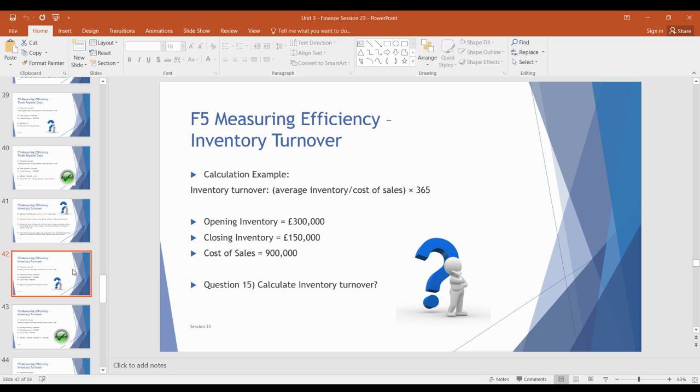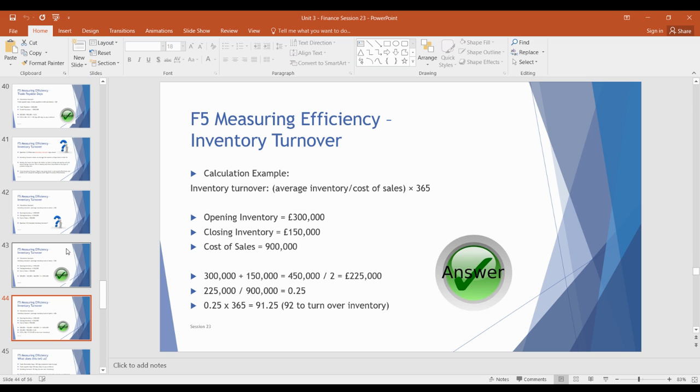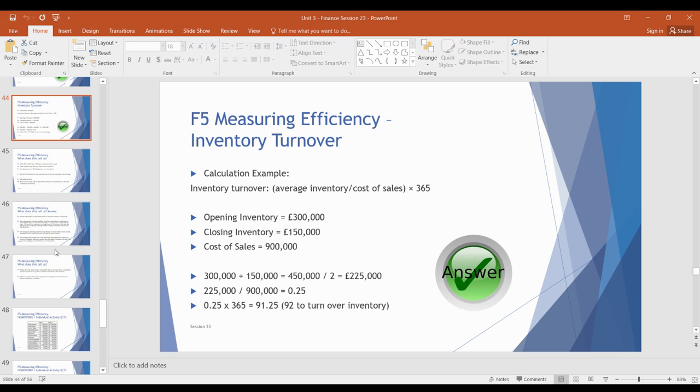0.25 times 365 equals 91.25. You can't have 0.25 of a day. Therefore, we are going to round up, and it's 92 days to calculate the inventory. Therefore, every 92 days, the inventory turns over. And the answers are on the screen.